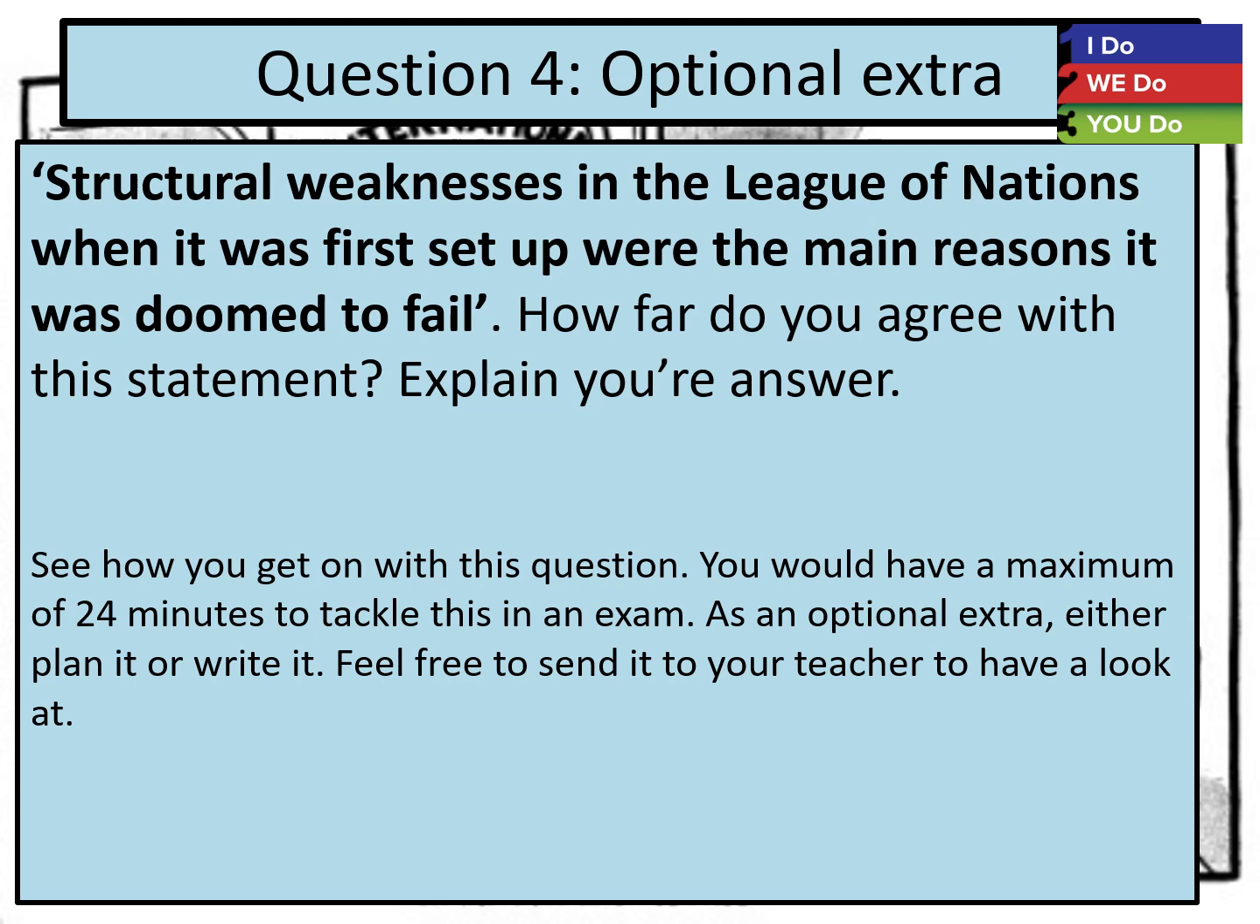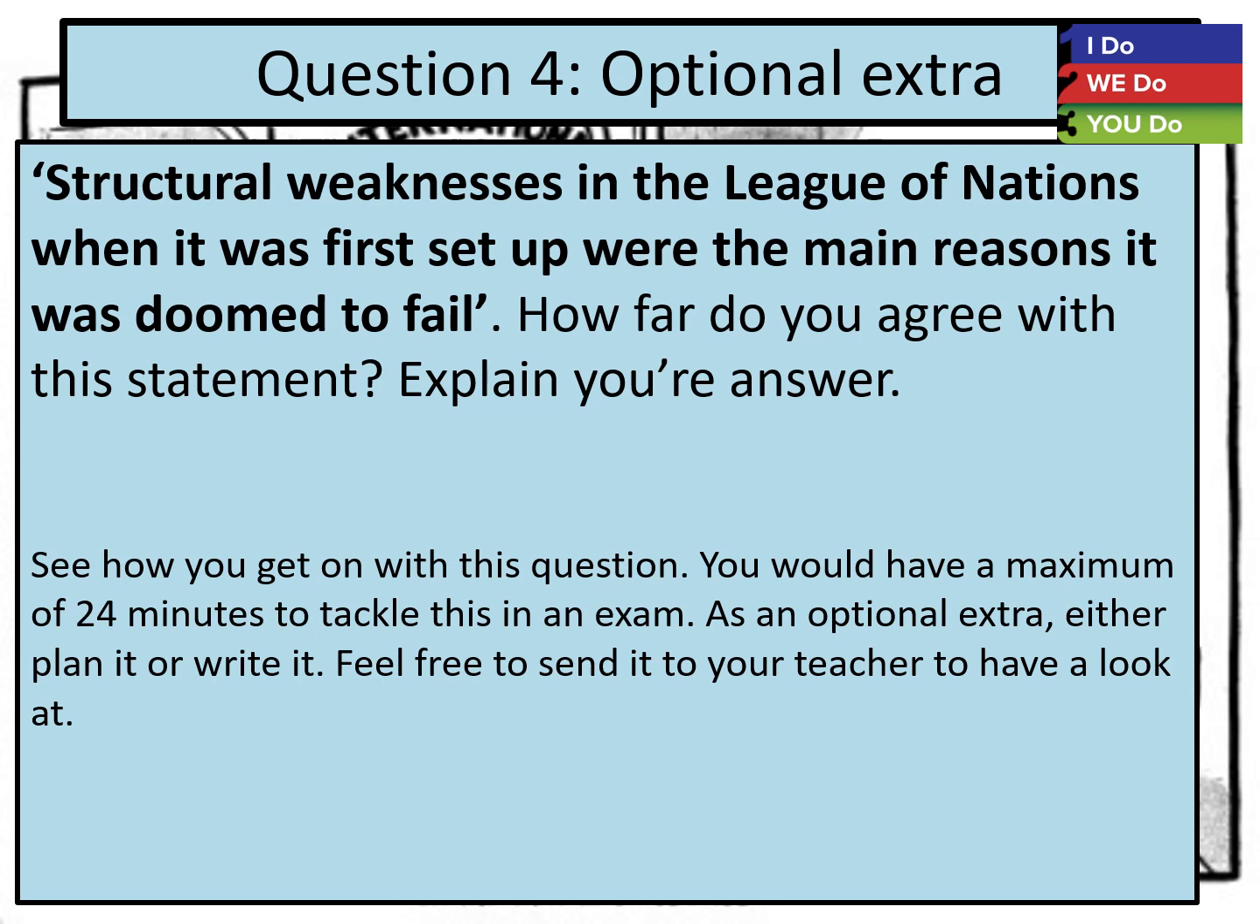Just like with the question 3s that we did last time, I've also popped in an optional extra. This is all about building up your ability to answer lots of different exam questions. It's also about us having lots of examples of your exam work. The more we have, the better. So this particular example: structural weaknesses in the League of Nations, when it was first set up, were the main reasons it was doomed to fail. Again, it's a classic kind of question about the League of Nations and why it failed.